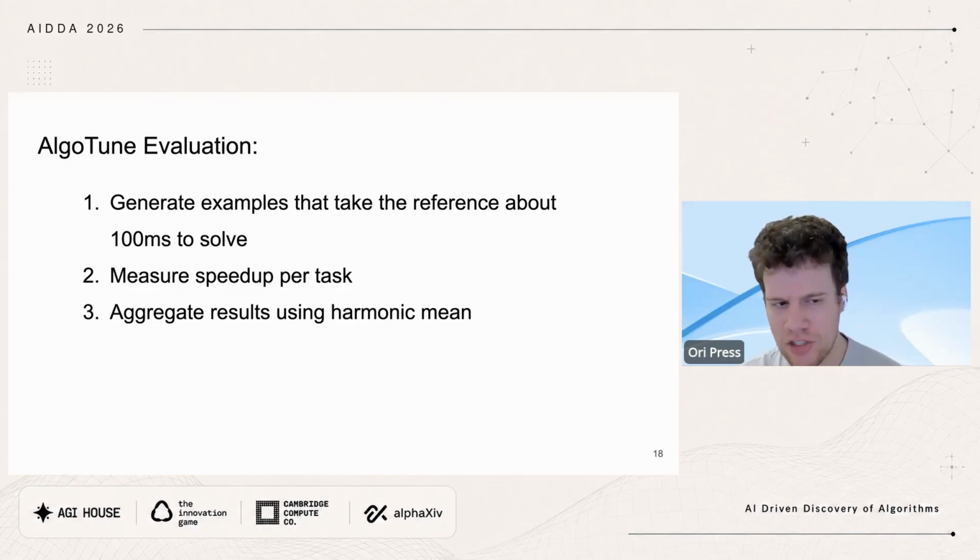And if you don't manage to speed up a function, that's okay. You get a speedup score of 1. So we don't punish you if you try but fail and, for example, submit code that doesn't work. You don't get punished.